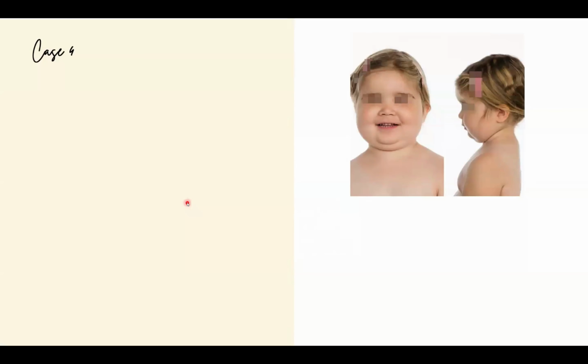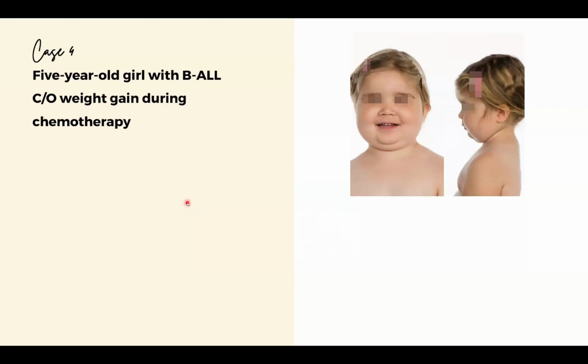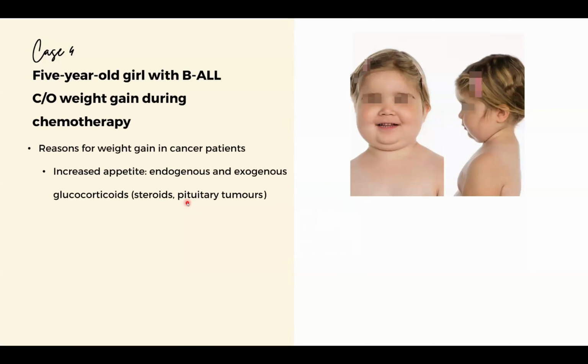So case number 4. Again, this is very common with leukemia patients. A 5-year-old girl with B-ALL gaining weight during chemotherapy. So why do they gain weight? Increased appetite can be due to endogenous or exogenous glucocorticoids. In our practice, leukemia is the commonest malignancy in children. As part of their treatment, steroids are given, high doses for 5 weeks.